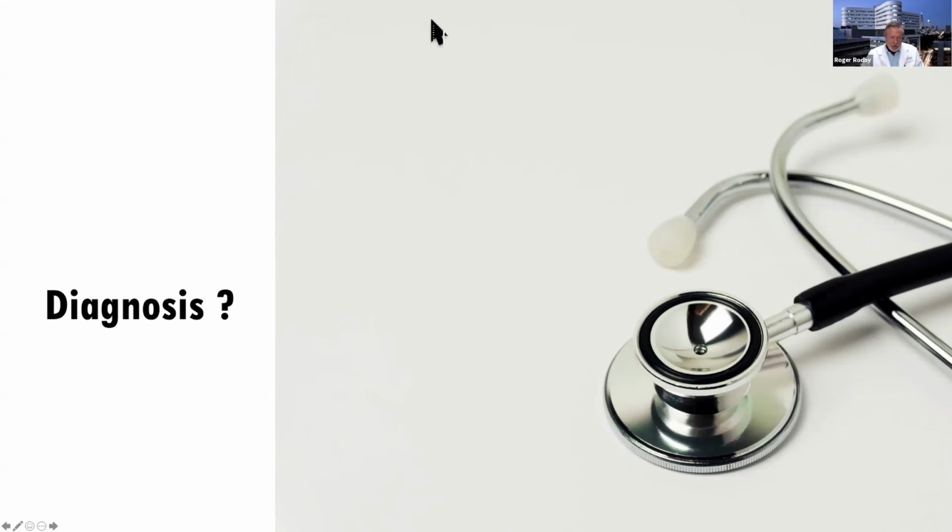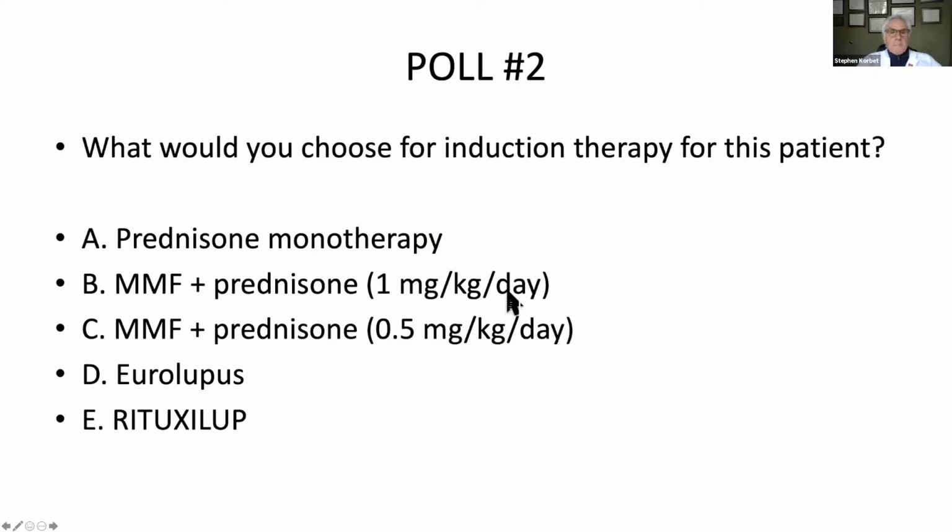Nice job. Before we talk more about the case, I want to throw out a poll. What would you choose for induction therapy for this patient? Prednisone monotherapy, remembering there was 1 out of 20 lesions with a segmental necrosis; MMF plus standard dose prednisone; MMF plus lower dose prednisone; Urolupus, which is lower dose prednisone at about 0.5 milligram per kilogram per day; or rituximab. Remember, the predominant pathologic lesion was membranous. So let's see what people say.